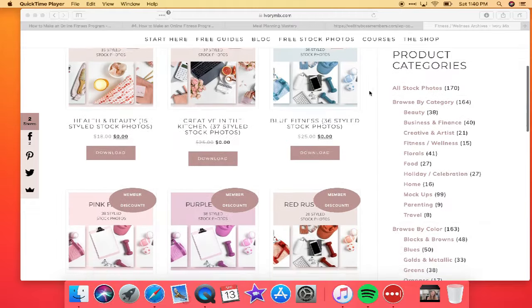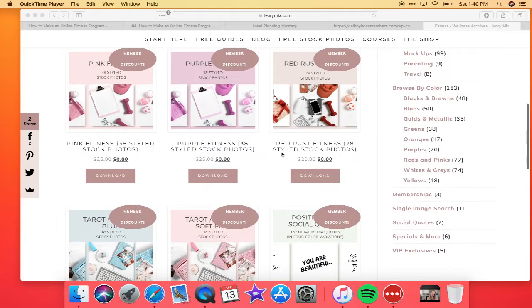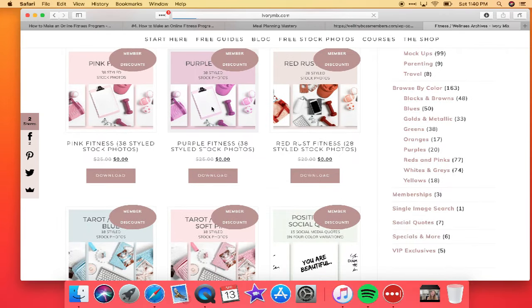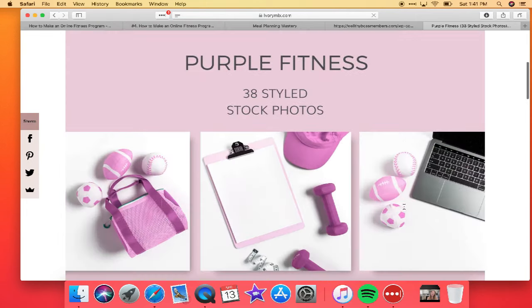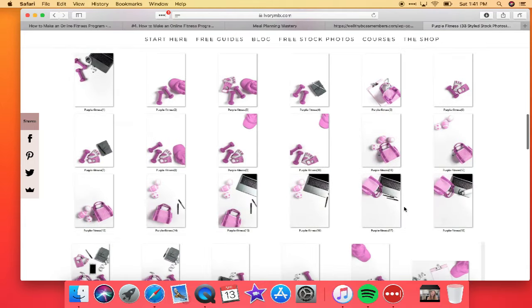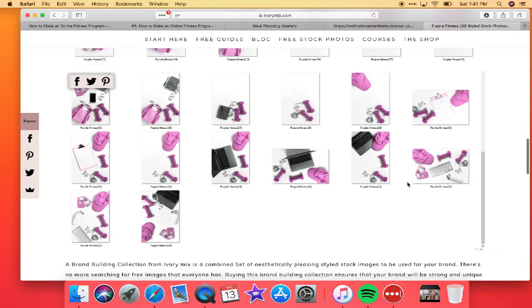And then I also really like Ivory Mix if you're looking for high quality stock photography that doesn't look like stock photography, but looks really beautiful and artistic. And they actually have a really good selection of fitness and wellness related content as well. And they're the most affordable stock photography site I've ever seen. So I'll link to both those resources, of course, in the comments below.